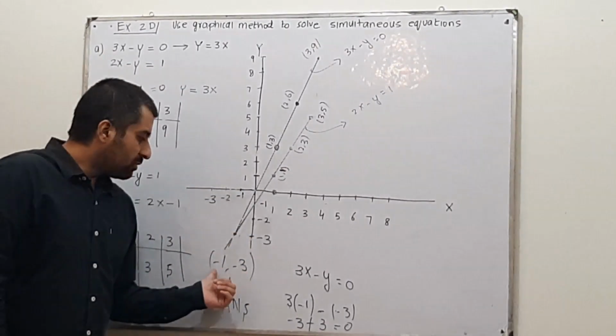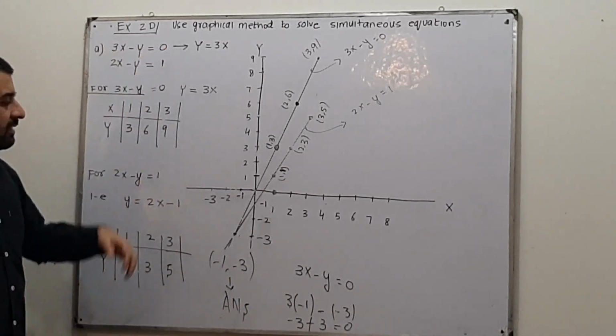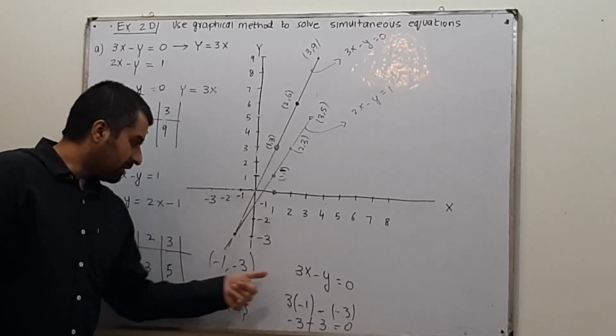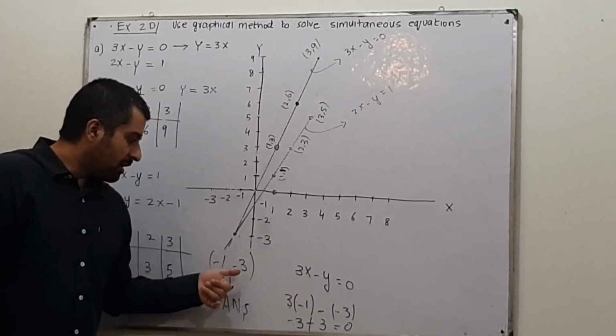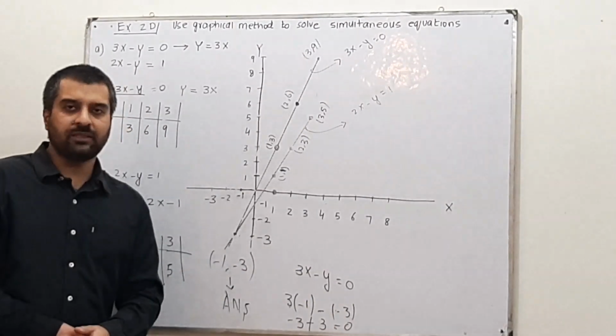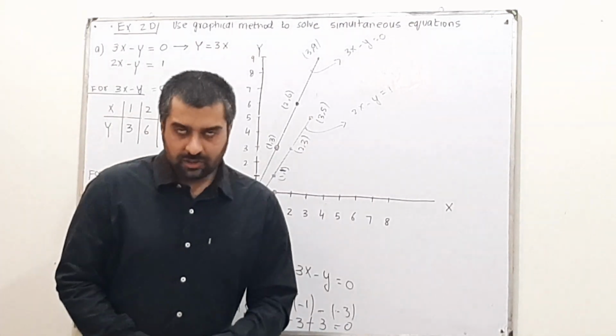You can check it. You can use these values of x and y in any one of your equations, so your answer will be equal to the right side. I have done it over here. I have used x equal to minus 1 and y equal to minus 3. So my answer is equal to 0, the right-hand side. This is how you solve simultaneous equations using the graphical method.